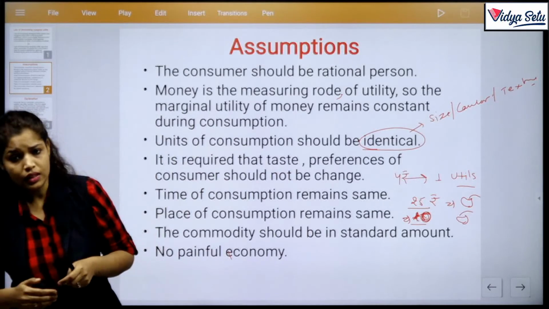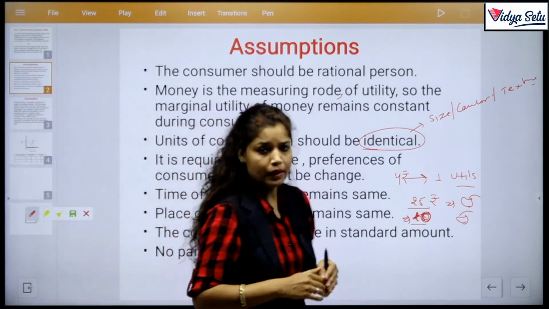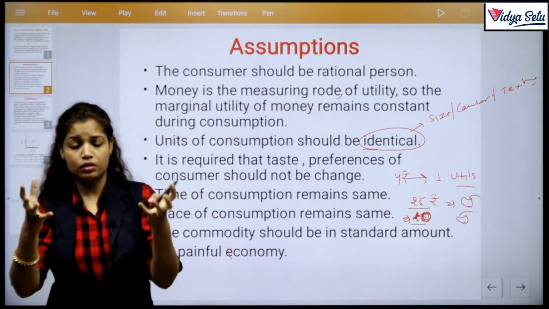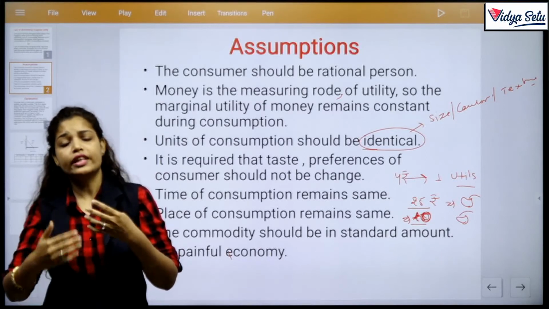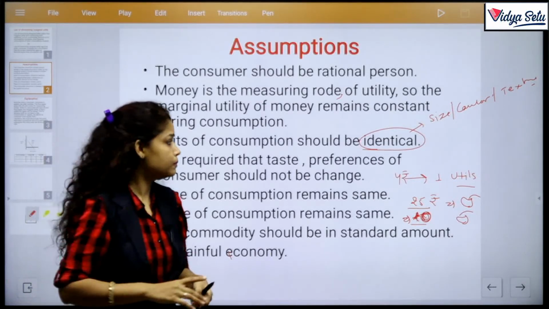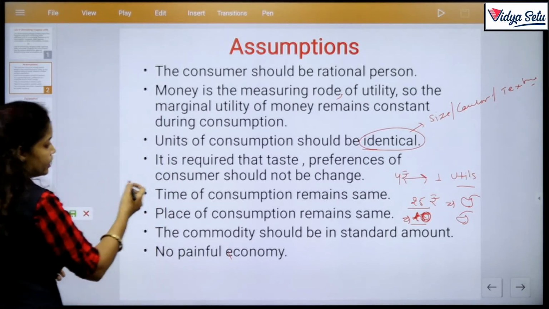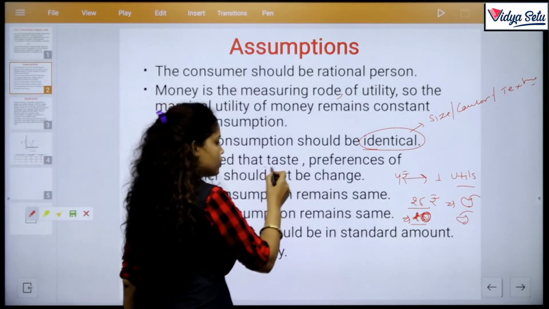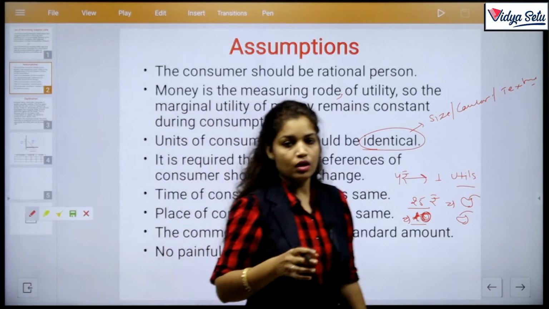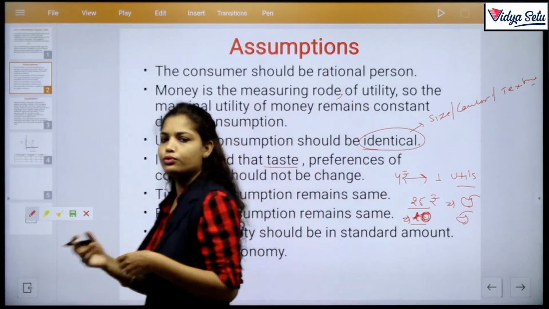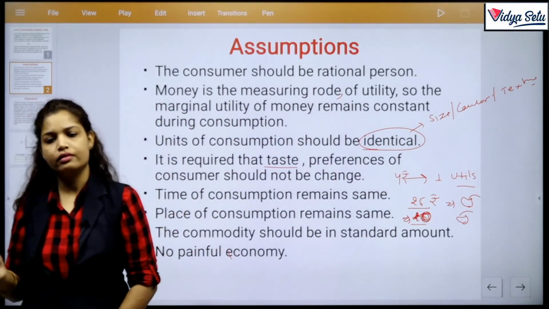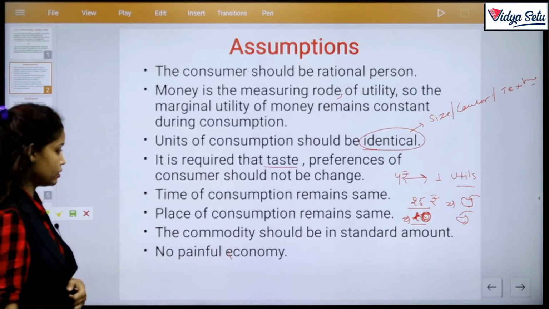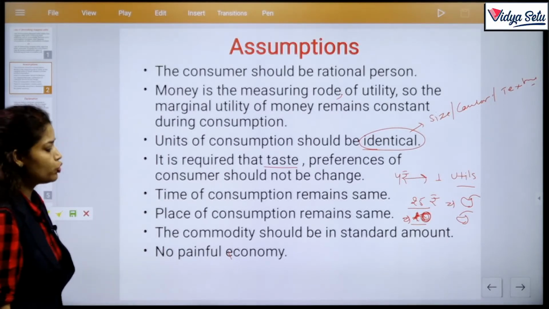If the first chapati I consume is very thin, and the next chapati is very मोटी है, अच्छी खासी है, भारी सी है, तो वो satisfaction increase हो जाएगा आपका. Clear? It is required that the taste preferences of the consumer should not change. If you consume the first commodity, your taste will be for that, and if you move to the next commodity or next brand, then your satisfaction may increase. Clear? Time of consumption remains constant.